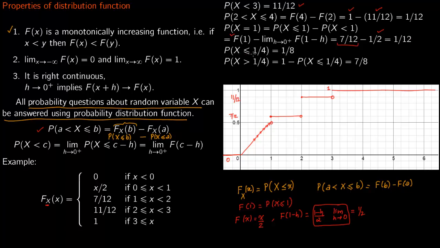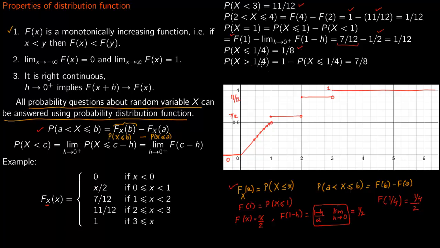Probability that x is less than or equal to 1 by 4. Again, this is nothing but F of 1 by 4. We are again using this formula. Instead of small x, we are plugging in 1 by 4. So we had x by 2. Instead of x, you have 1 by 4, 1 by 4 by 2, which is 1 by 8.